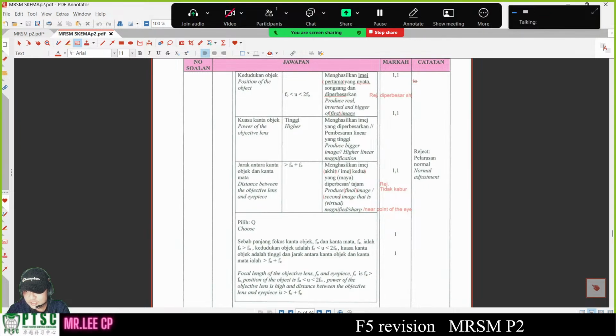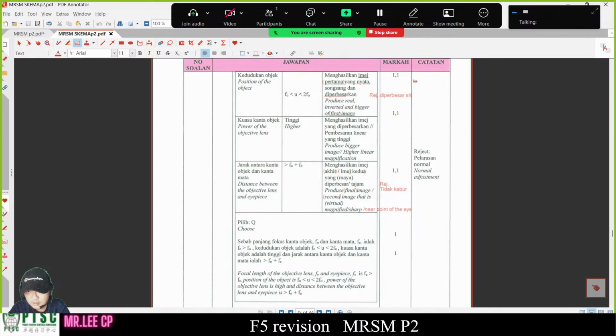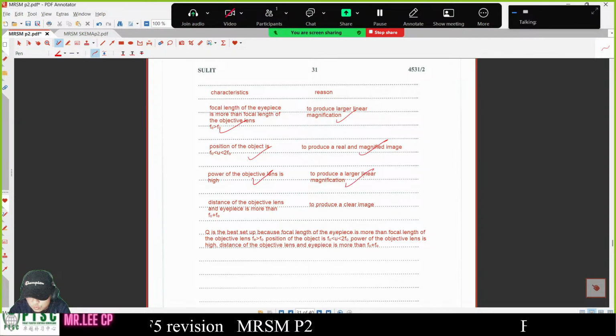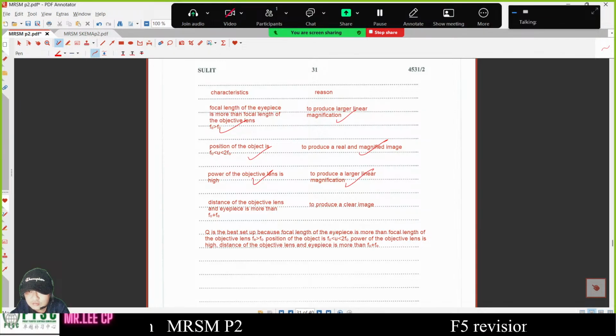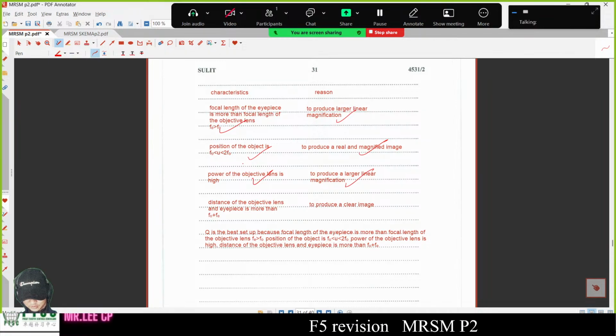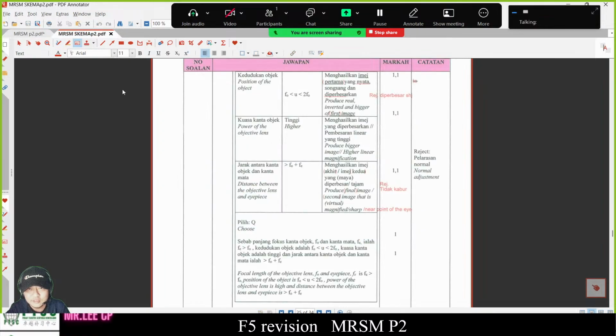If you can put it as a first image, it will be good also, right? So the power is high. Why? Higher linear magnification. Can this be repeated or not? Can, right? Most of the students are afraid to repeat the answer, because this reason is the same reason why it is cannot. If the reason is true, no matter how many times you repeat, also cannot. No need to worry.